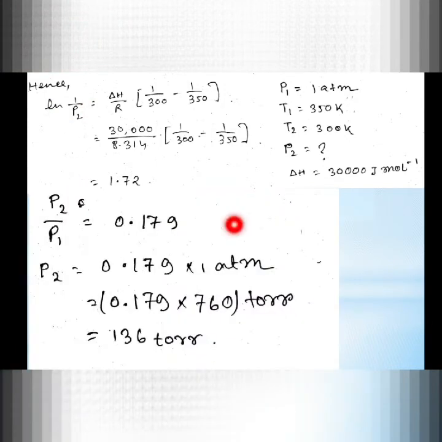As P1 is equal to 1 atmosphere, ln P1 by P2, or ln 1 by P2, is equal to 1.72. That is, P2 by P1 is equal to e to the power minus 1.72, which is equal to 0.179. Then P2 is equal to 0.179 into 1 atmosphere, as P1 is equal to 1 atmosphere.